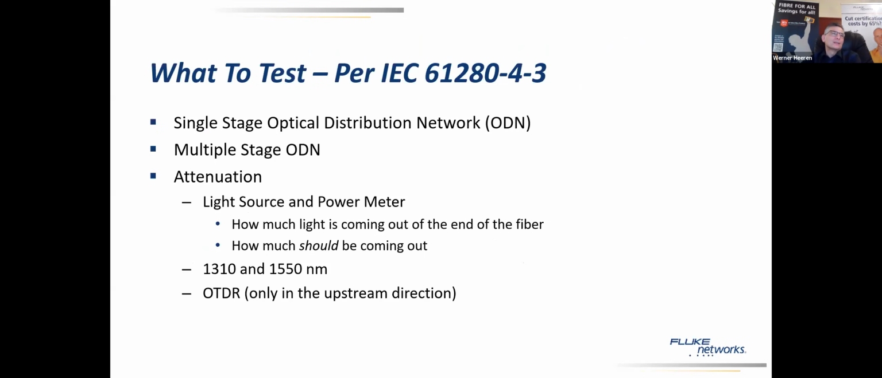So what to test, and this is as per standard IEC 61280-4-3. You have a single stage optical distribution network, you have multi-stage, you measure the attenuation, and you can do OTDR testing. Only in the upstream direction, we will see that, because if you go downstream, because of all the splitters, the OTDR will not really be able to see: is this a 4 split, 8 split, is this one fiber with different connectors? We will come back to that when looking at the OTDR trace.